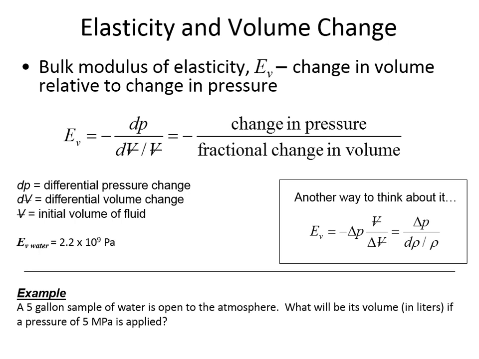You've got the bulk modulus of elasticity for water. We know what the delta P is going to be, and we know the original volume of the water. Solve for the change in volume, and then apply that change in volume to the original volume to find the final volume.